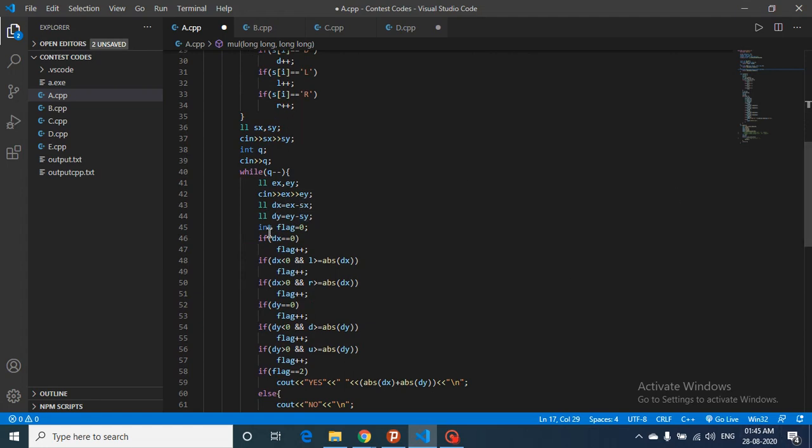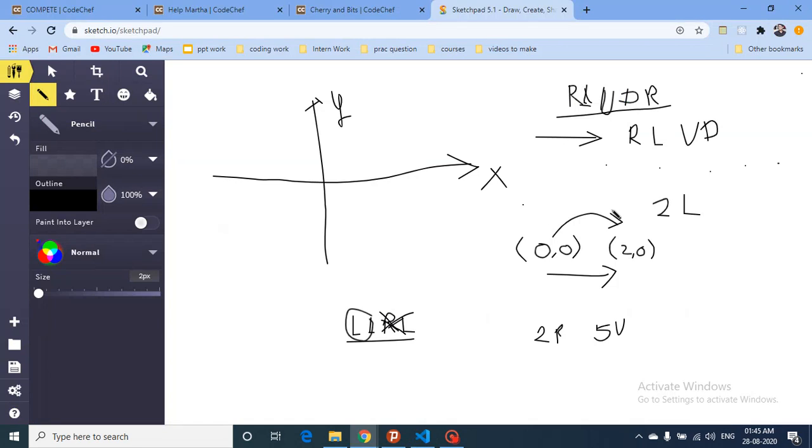Now the difference can be 0, negative or positive. So let's assume that you are at 0, 0. If you want to go to this point, this is the ending point, this is the starting point. So you will subtract the starting point from the ending point. So it is 2 minus 0, I'm just subtracting the x coordinates, so it is 2. But if I want to go 2 steps back, it will be minus 2, 0, because I will be subtracting the starting point from the ending point. So it will be minus 2, 0.